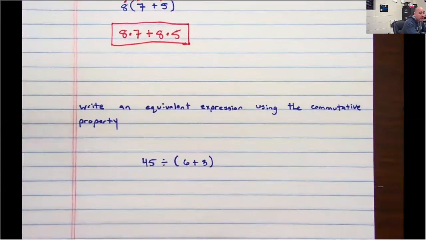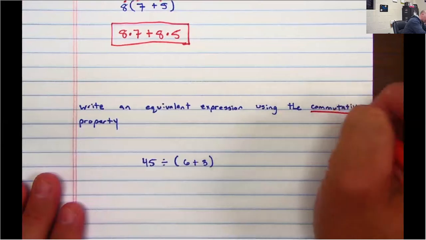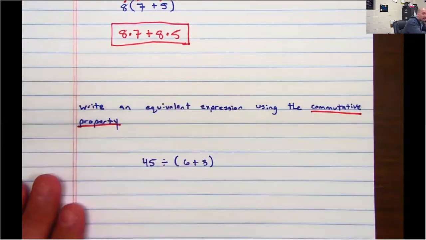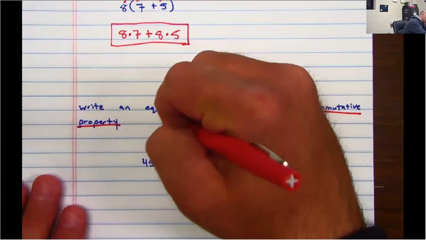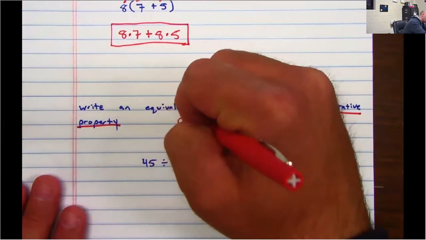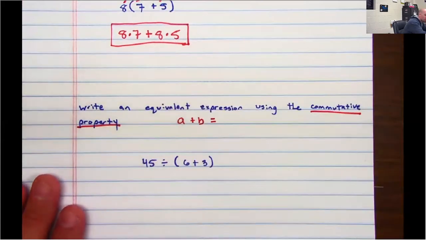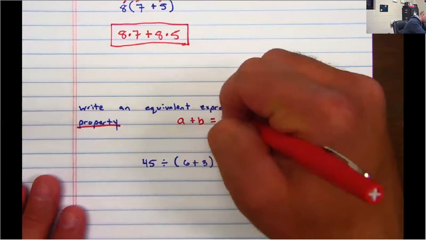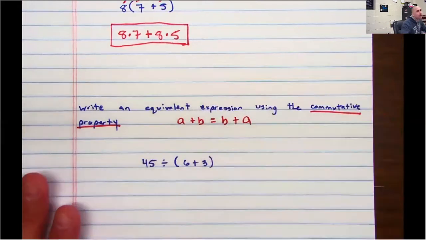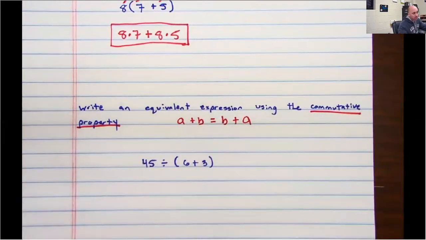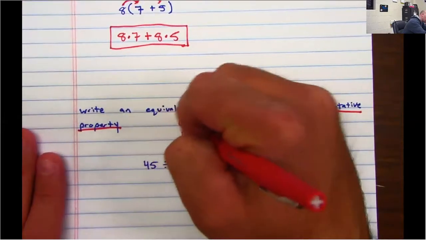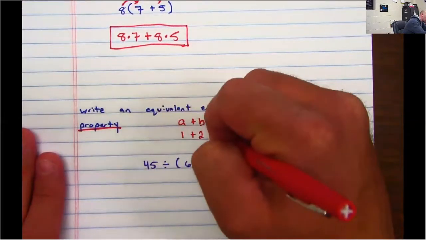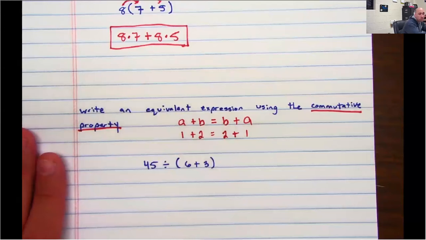All right, guys, the next one. Write an equivalent expression using the commutative property. Now, guys, as a refresher, the commutative property states that some number A plus some number B is equivalent to some number B plus A. Some of you are like, what in the world is that? Okay, see if this makes sense. Isn't 1 plus 2 the same as 2 plus 1?